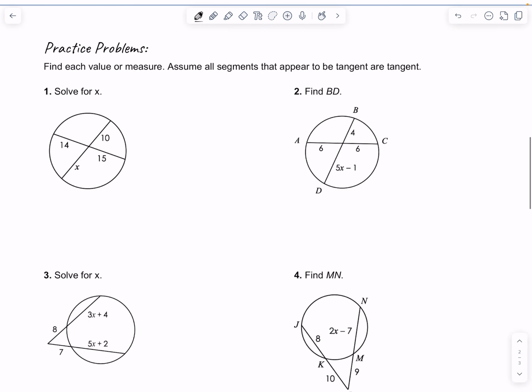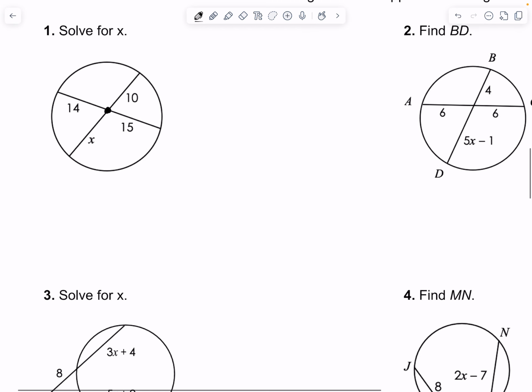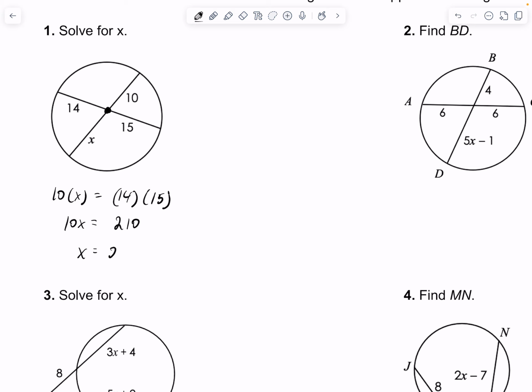All right, so this first one says to solve for x. This is the very first one with our chords intersecting in the interior of the circle. So I'm going to write 10 times x equals 14 times 15. So 10x equals, well, 15 times 15 is 225, take away a 15, you get 210. So x equals 21. Okay, so that is it for the first one, just solving for x.